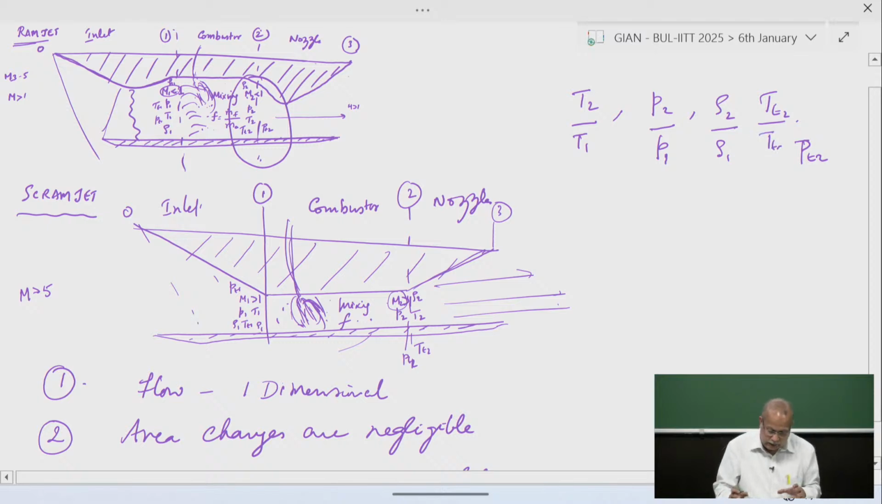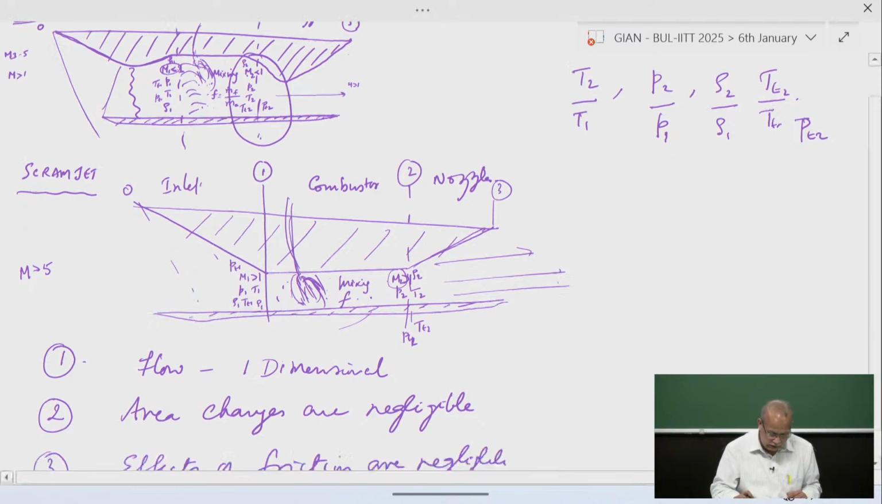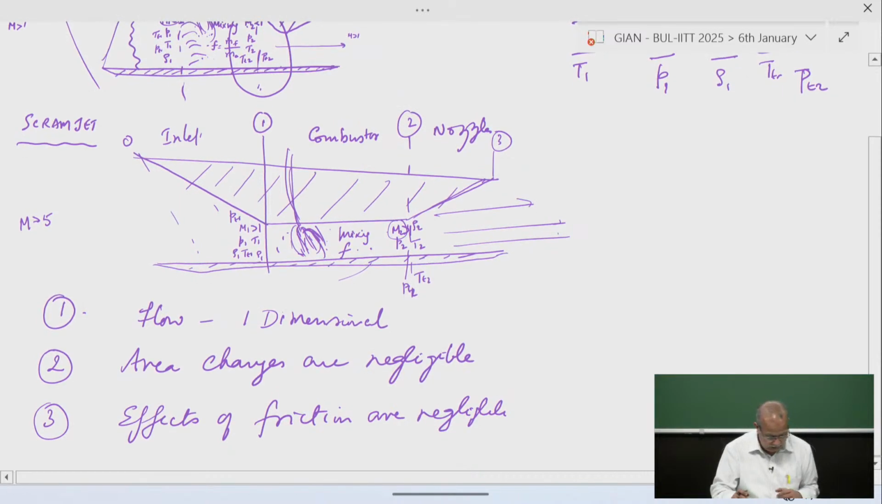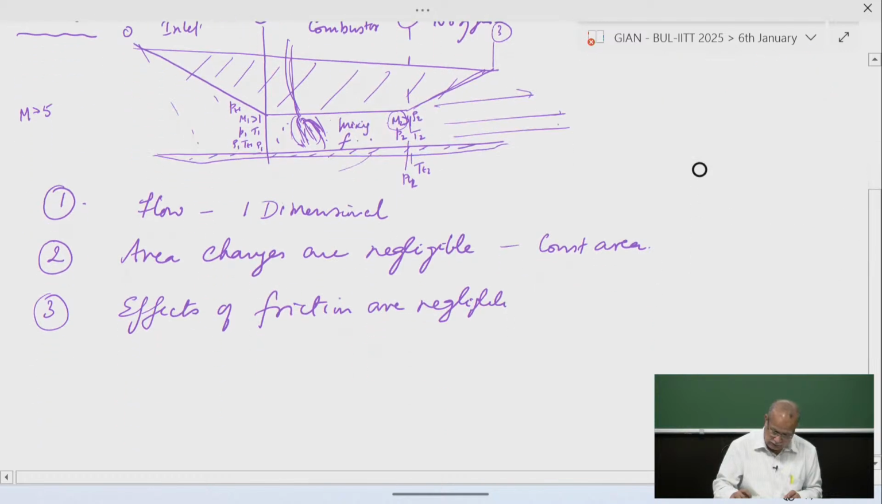To calculate this, we need to have some form of a theory. To arrive at this theory, we have to make some basic assumptions for a model. The assumptions are the flow is one-dimensional and the area change is negligible, which means the duct has a constant area. The effect of frictional forces is negligible, and we are also assuming that the flow in the combustor is a steady state flow.